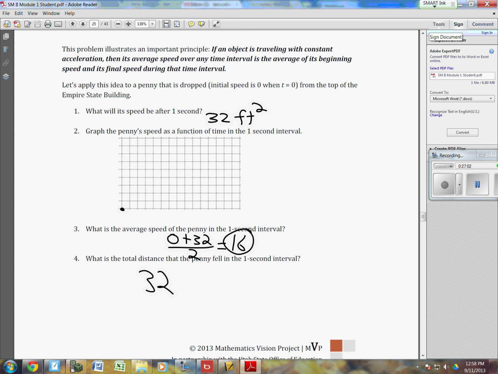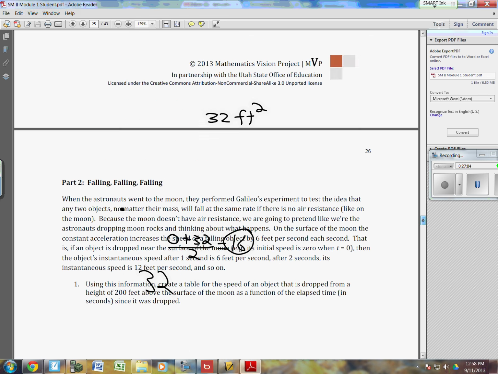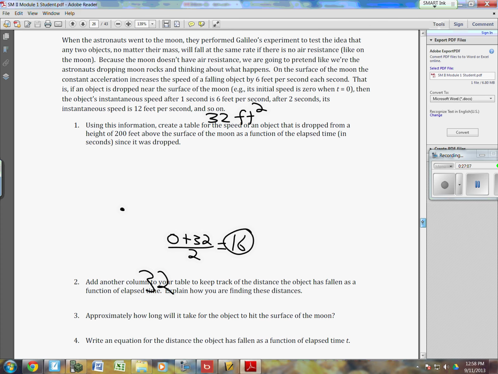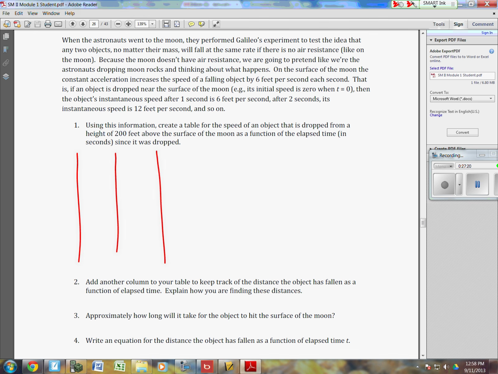Okay, now, this is what I wanted to do, and I can't remember how far we got on this last time. How far did we get on this one right here? We didn't get any further than that? We started doing the graph. Basically, you guys should have had a couple of columns. What were those columns? Create a table for the speed of an object that has dropped from a height of 200 feet above the surface of the moon as a function of the elapsed time. Okay, speed as a function of time. So we have time, we have speed, which is also known as rate, right?